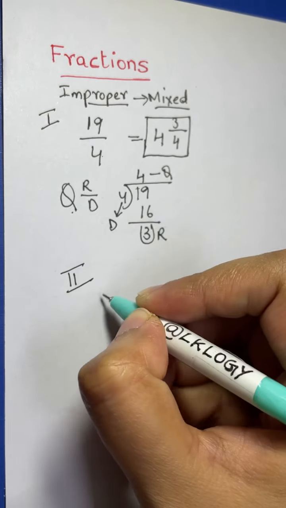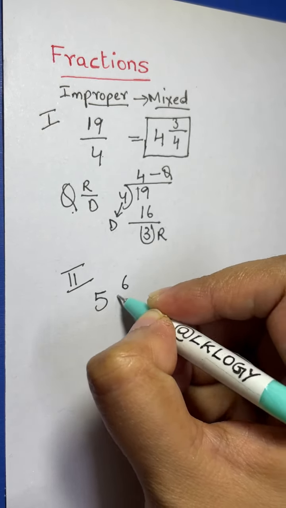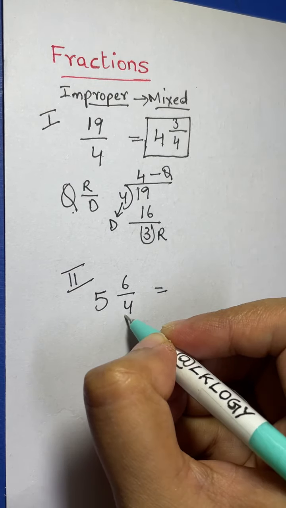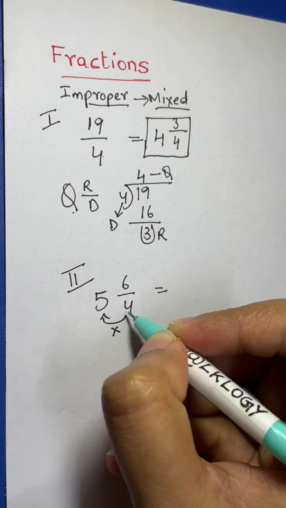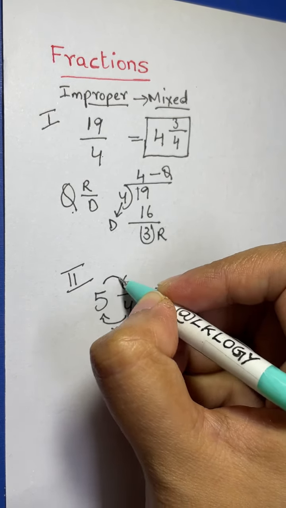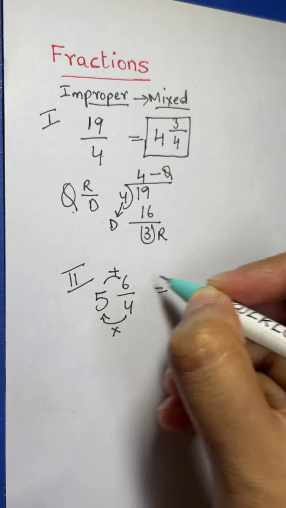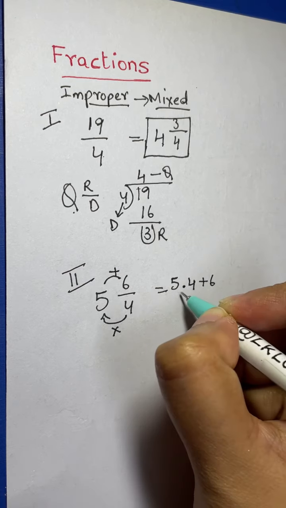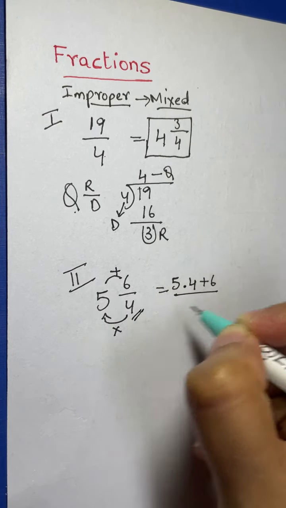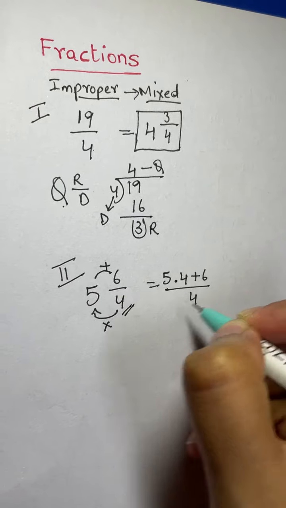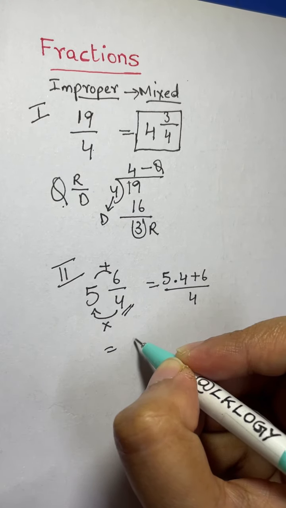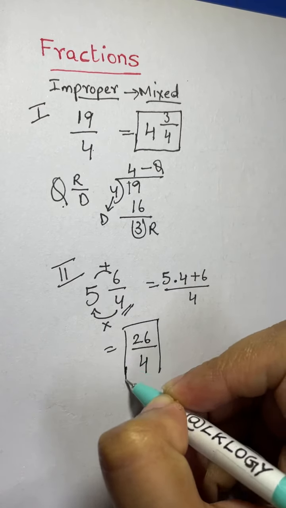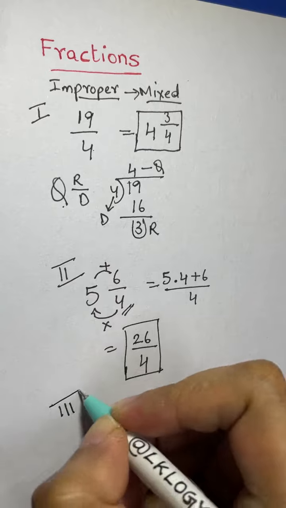Question number 2. Now you're going to convert a mixed number back to an improper fraction. You multiply the whole number by the denominator: 5 times 4 is 20, and then you add the numerator, 20 plus 6. So basically it's 5 times 4 plus 6, over the denominator, which always remains the same, that's 4. So 5 times 4 is 20, 20 plus 6 is 26, and 26 over 4 is your answer. You're done.